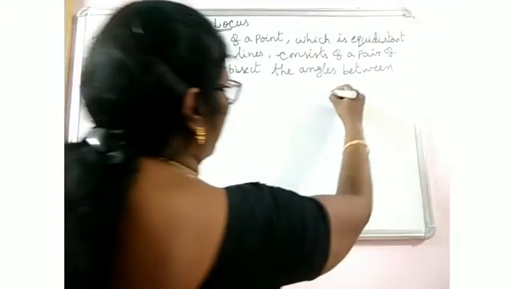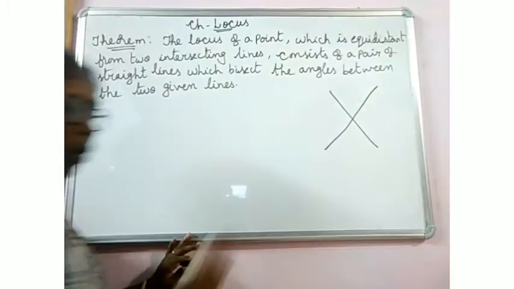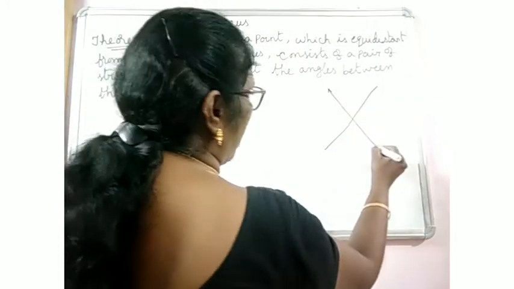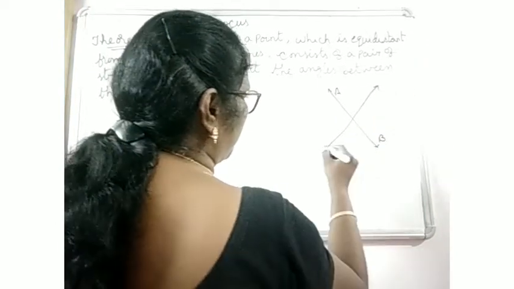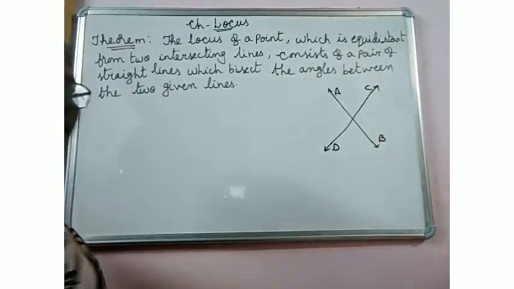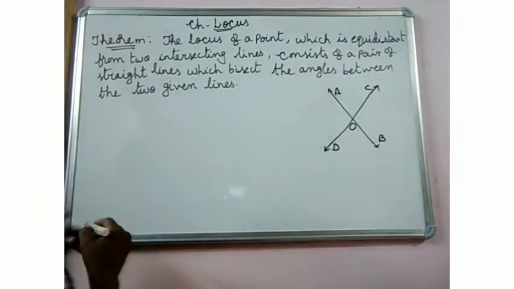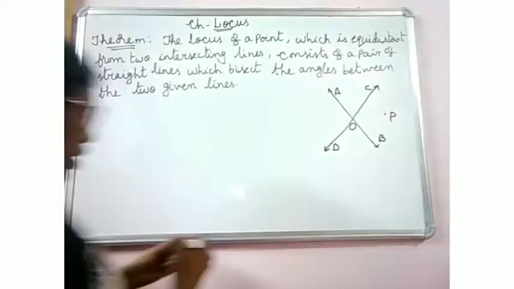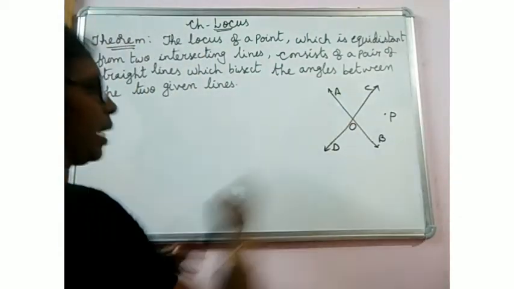So let me draw the figure. These are two intersecting lines. Let me name them AB and CD. AB and CD are two intersecting lines. They intersect each other at O. The locus of a point. Let me take point P here. So the locus of a point P, which is equidistant from two intersecting lines.